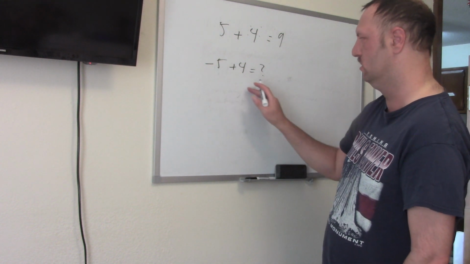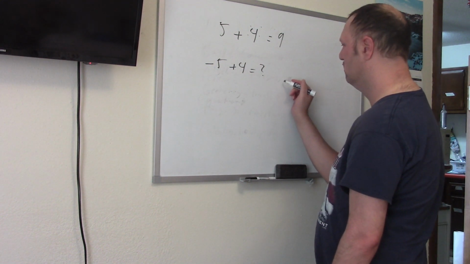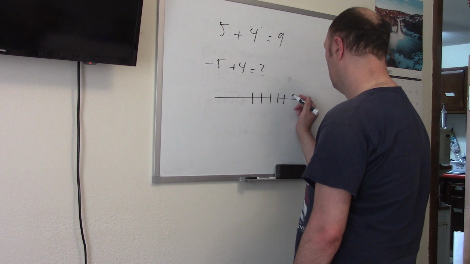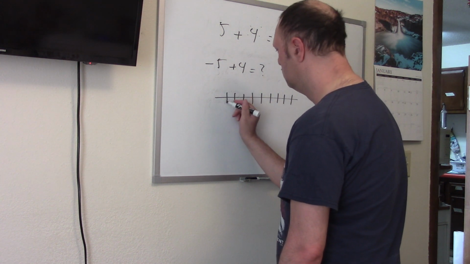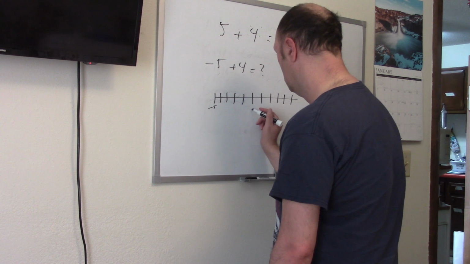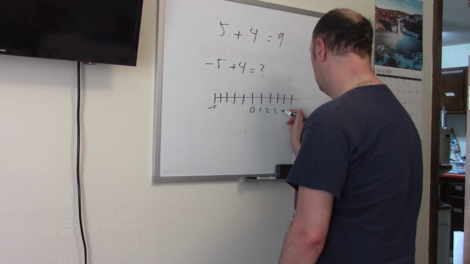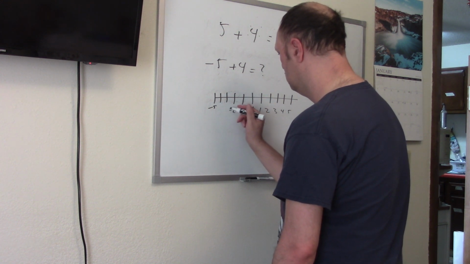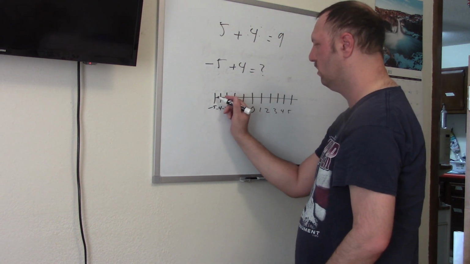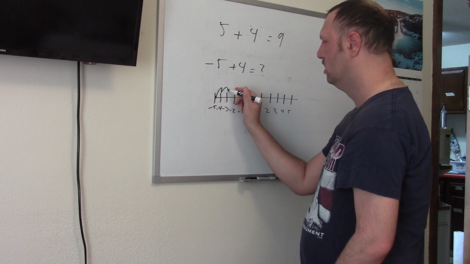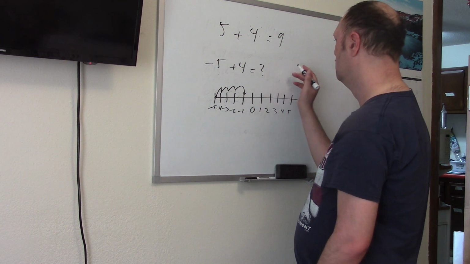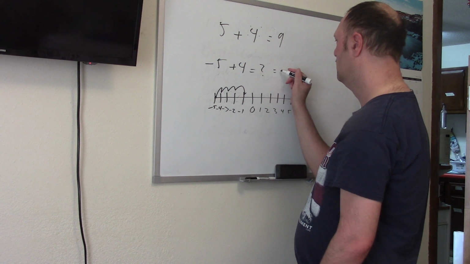That actually is an integer. So what we can do is we can create a number line. 1, 2, 3, 4, 5. -5, 0, 1, 2, 3, 4. -1, -2. And we start at -5 here. We go 1, 2, 3, 4, and it ends at -1. So -5 plus 4 is equal to -1.